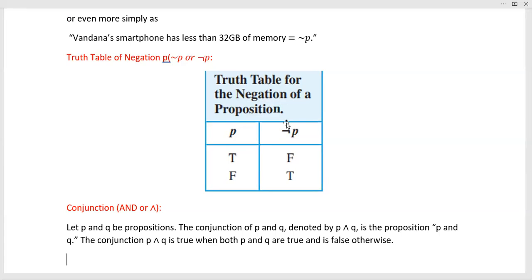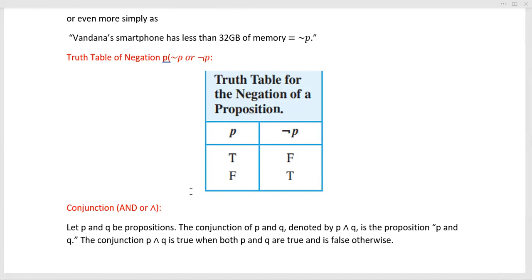Yes or no? Correct, sir. Anyone, please tell me: what is the truth table of negation? Please respond. If P is true, negation of P is false, and if P is false, negation of P is true. Yes, you are right. Now come to the next one.